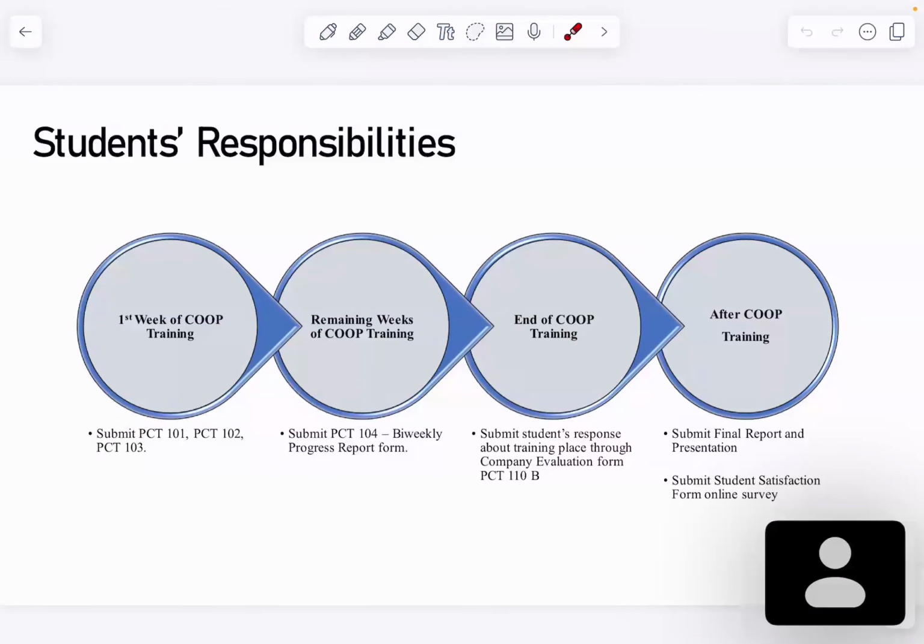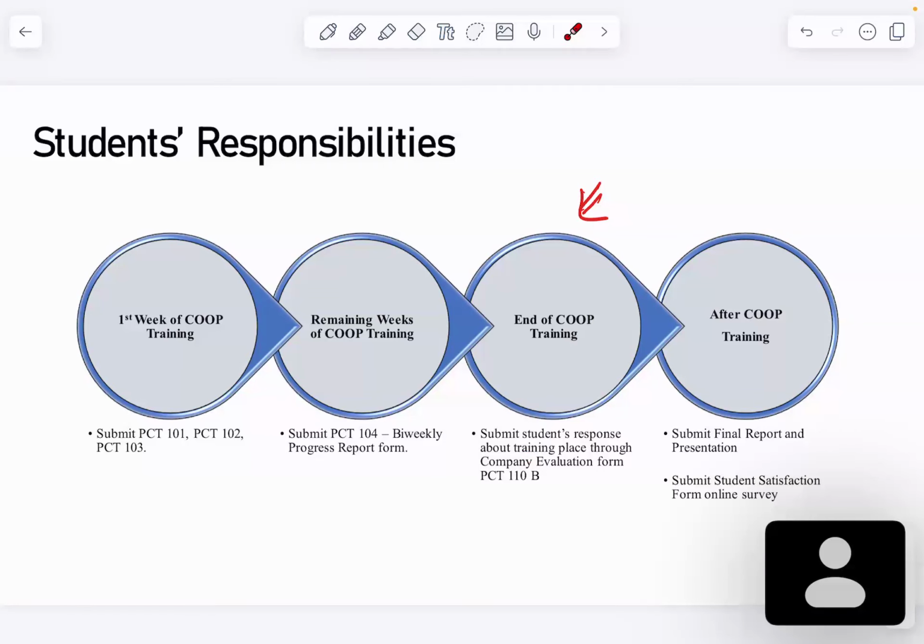But I need to highlight some points that you should be reading and preparing at the beginning, these forms, and this will be done during the co-op training. Sometimes we have a problem with this, because students feel that when they submit the bi-weekly progress report and end the training at the site, and then just work on the final report and the final presentation, they forget to follow up with other requirements and required forms.